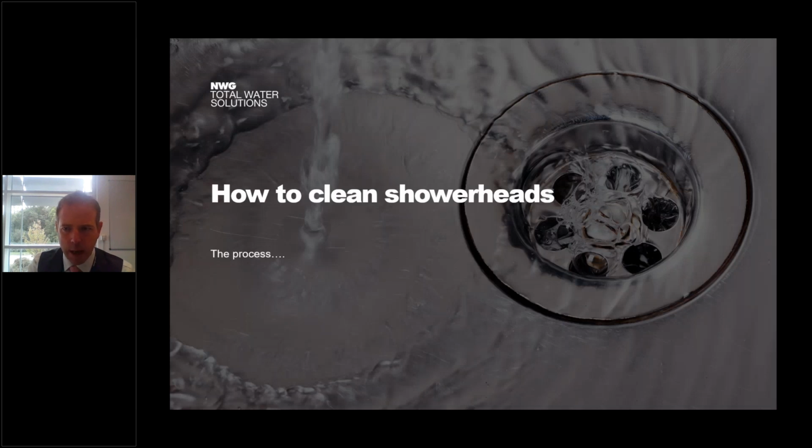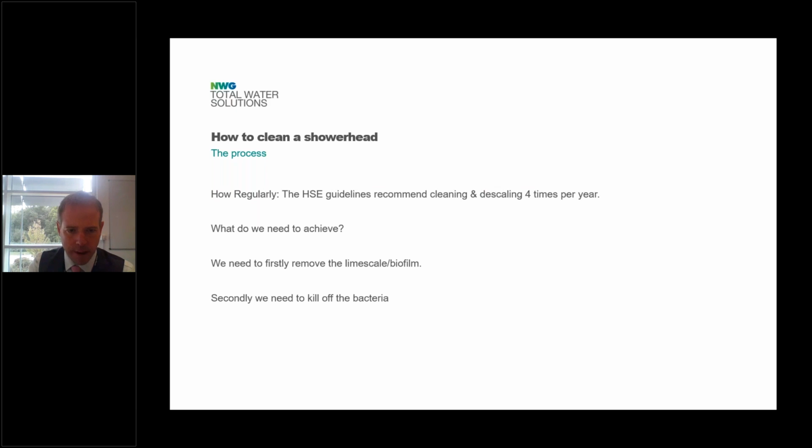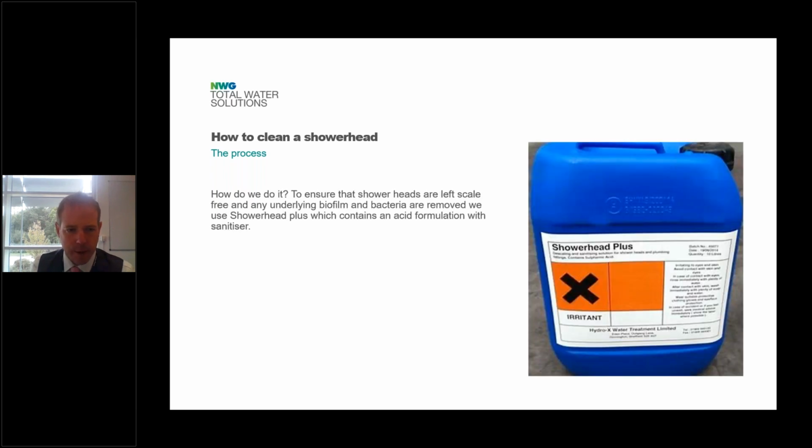So we talked about the problem. How do we solve it? This is the process. We talked about how regularly the HSE guidelines recommend cleaning and descaling 4 times a year. So how do we do it? What do we need to do? We need to first remove the lime scale or the biofilm, and then we need to kill off the bacteria.